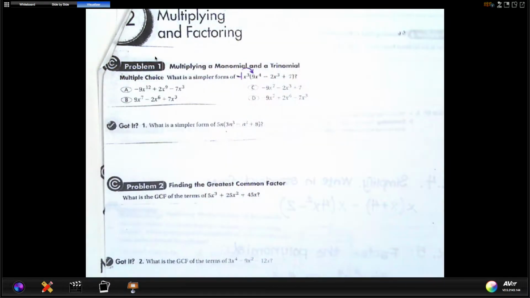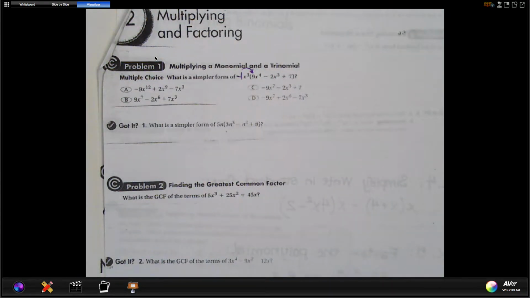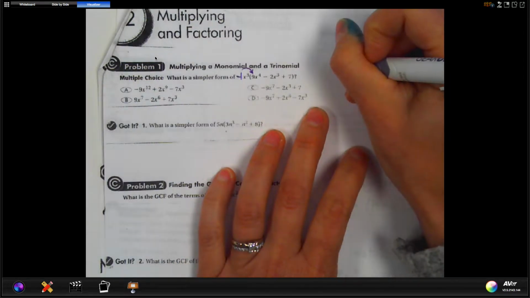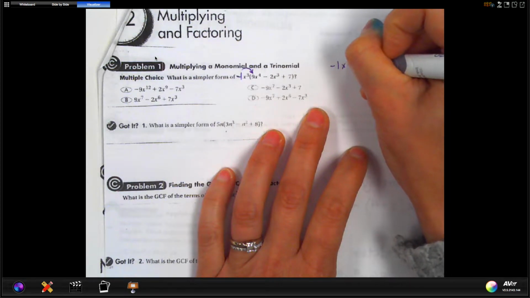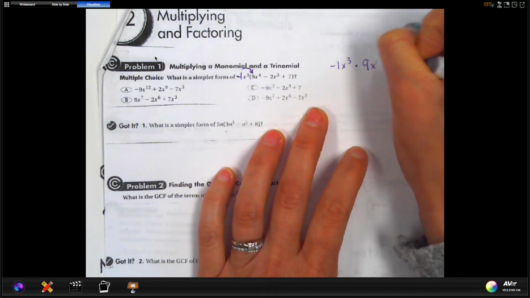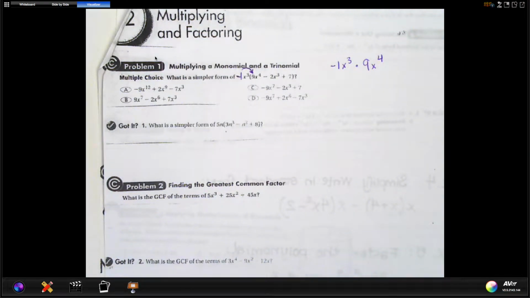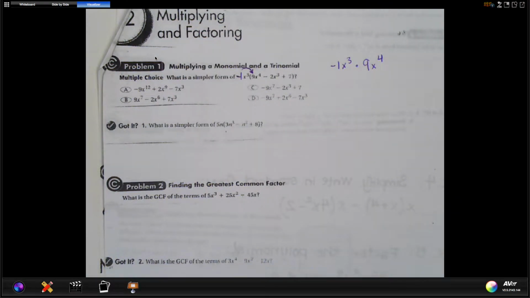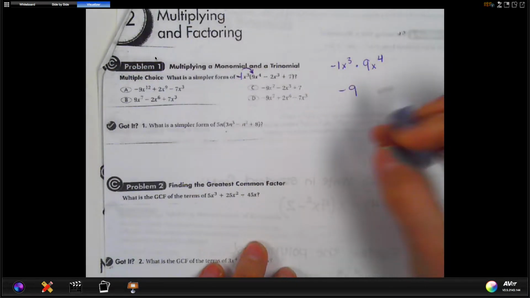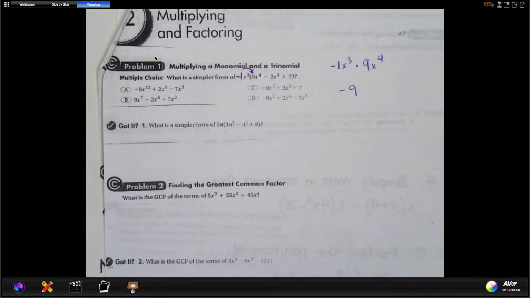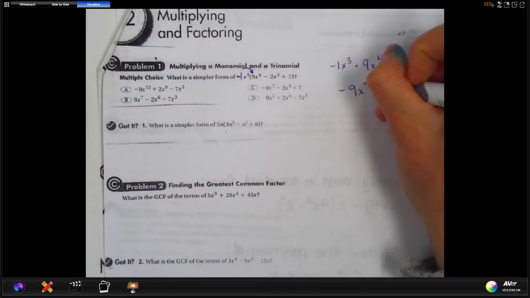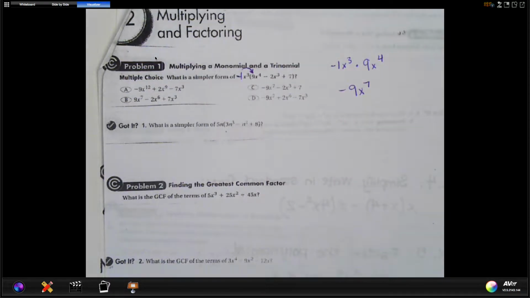So something to recall from last chapter is what happens when you multiply, right? Our first term is negative 1x to the 3rd times 9x to the 4th. Which parts actually get multiplied? The coefficients. Negative 1 times 9 is negative 9. Now what do we actually do with the exponents? You add them. You multiply your base numbers and add the exponents. So this is negative 9x to the 7th for our first term, just to remind you.